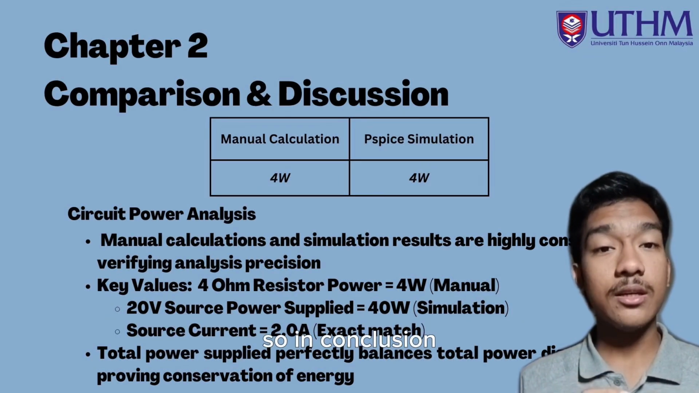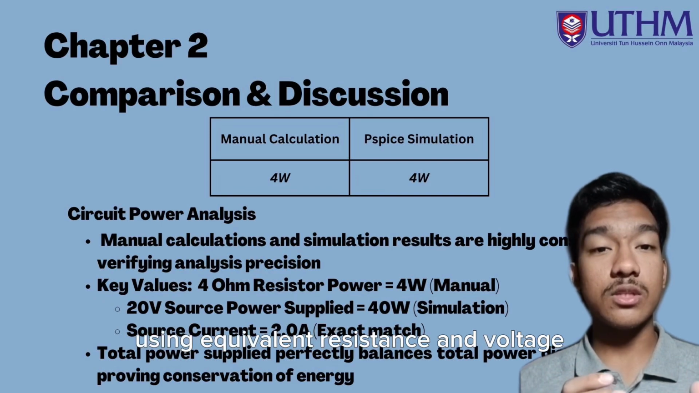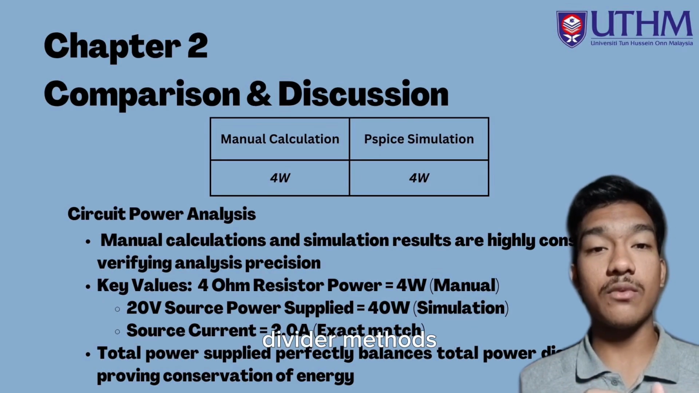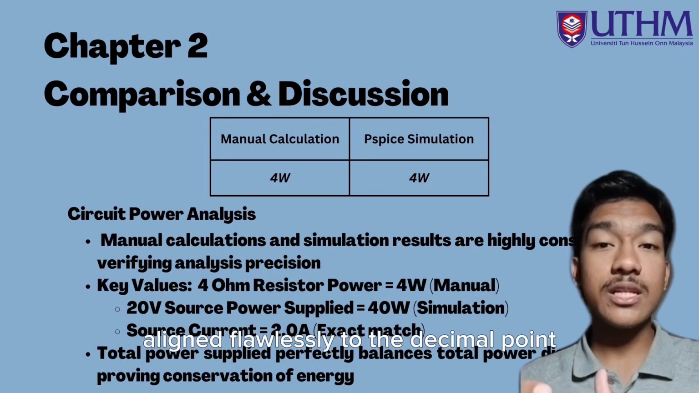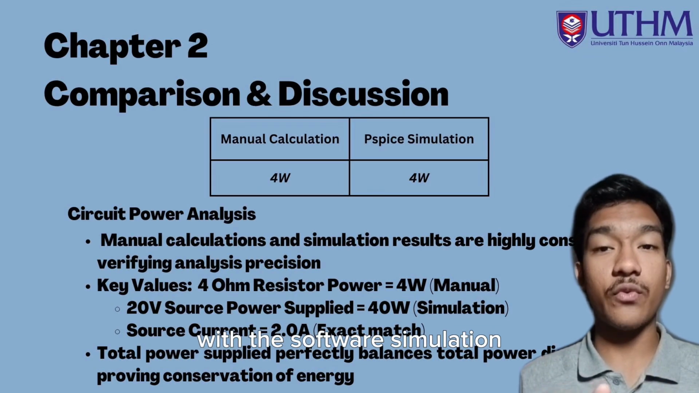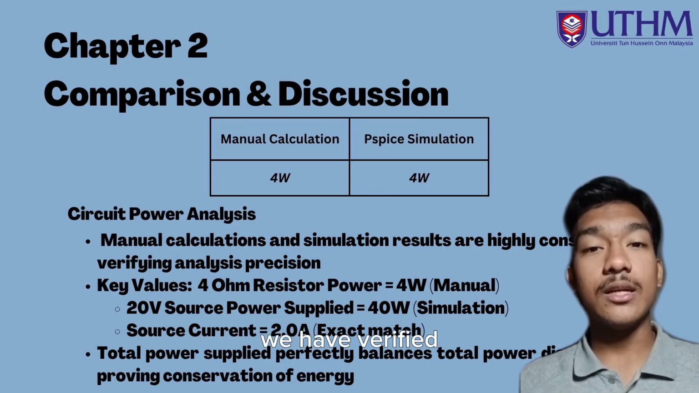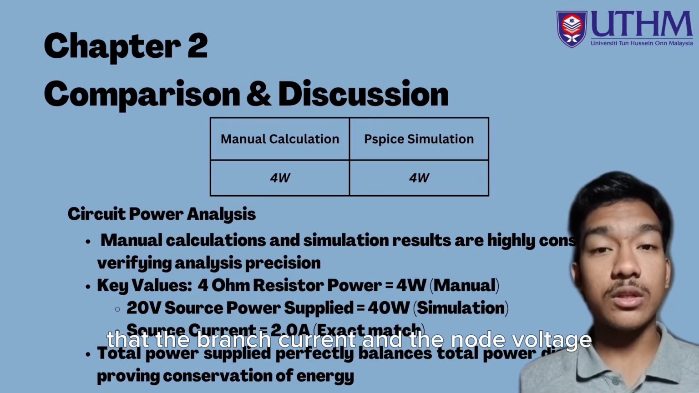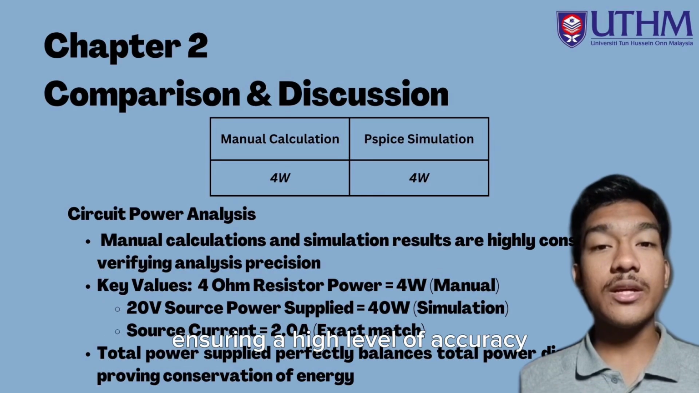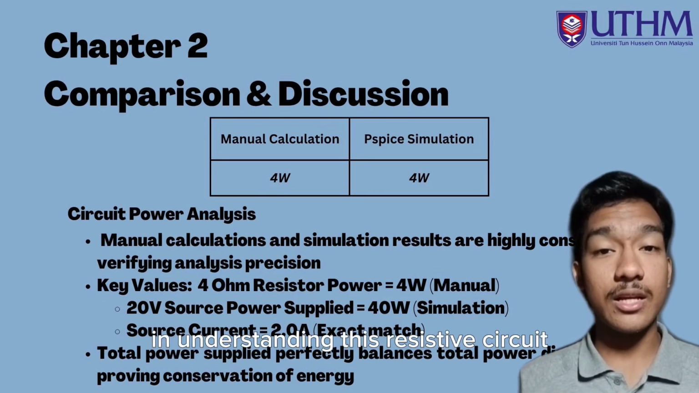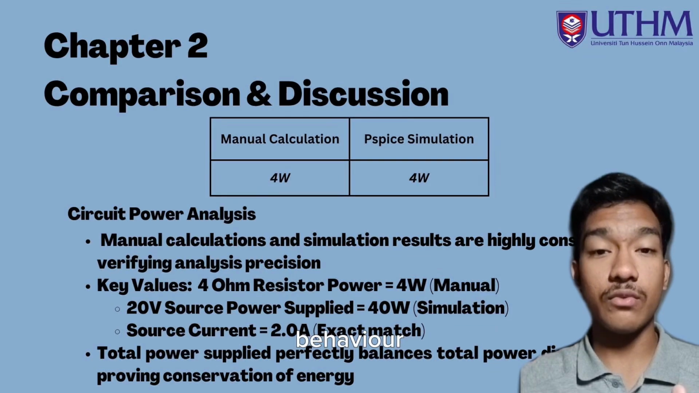So in conclusion, because our theoretical model using equivalent resistance and voltage divider methods aligns flawlessly to the decimal point with the software simulation, we have verified that the branch current and the node voltage were determined without error, ensuring a high level of accuracy in understanding this resistive circuit behavior.